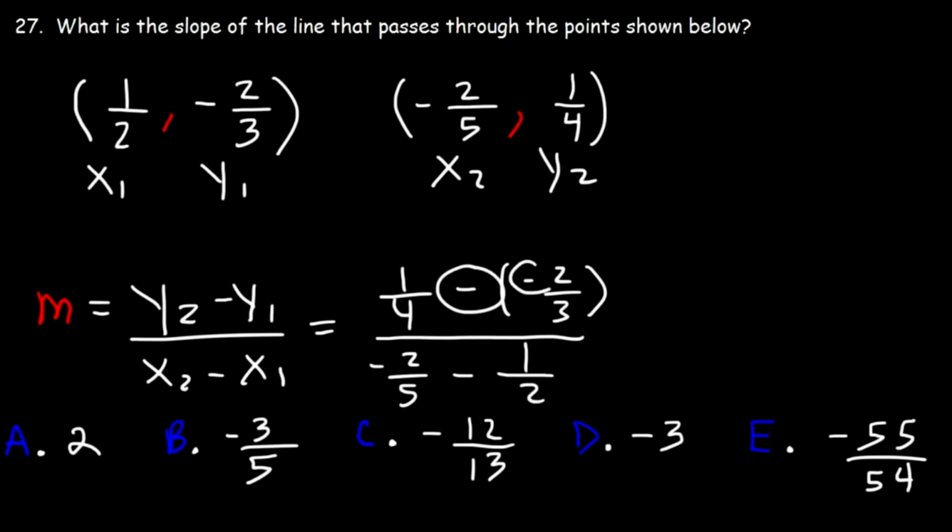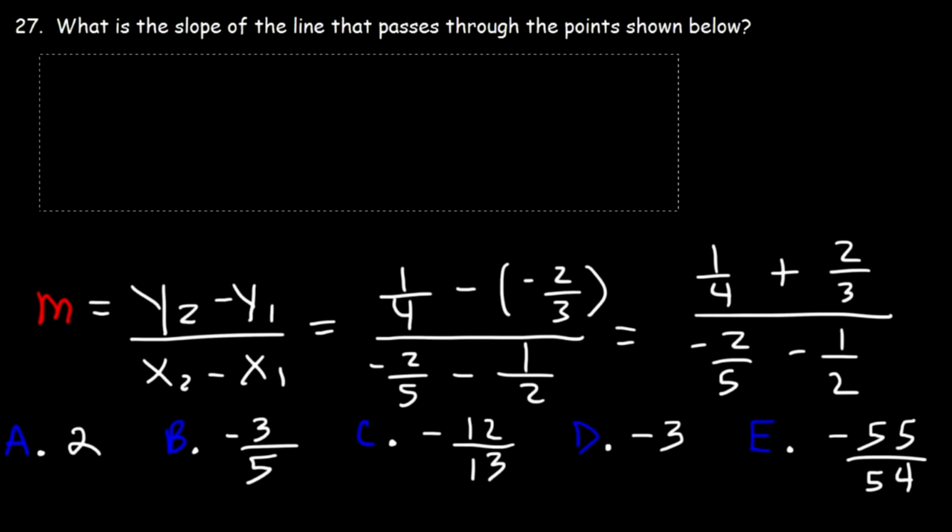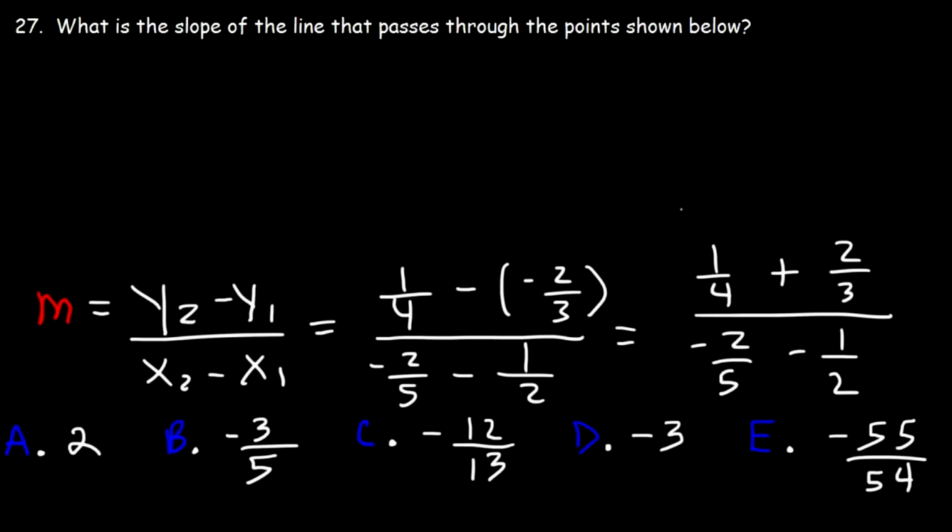Now whenever you have two negative signs next to each other, it's going to change into a positive sign. So we have 1/4 plus 2 over 3 divided by negative 2 over 5 minus 1 over 2. So we need to simplify the complex fraction. So how can we go about doing that? The best way to simplify the complex fraction is to eliminate the smaller fractions within the larger fraction. To do that, we need to multiply every fraction by a common denominator. It can be the least common denominator or any common denominator.